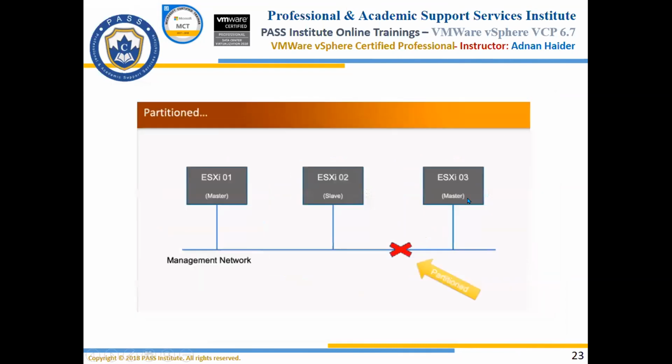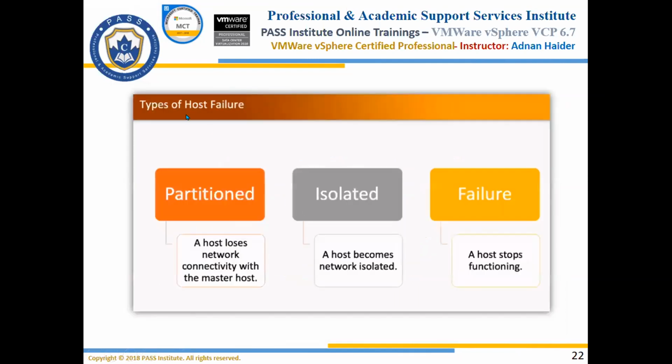So there are three states where your ESXi host can go down. There are three failure states of a host that HA can detect as a host failure. Number one is partitioned: a host loses network connectivity with the master host. Number two, isolated: a host becomes network isolated. Number three is the host stops functioning. These are the three failure states that HA can detect.